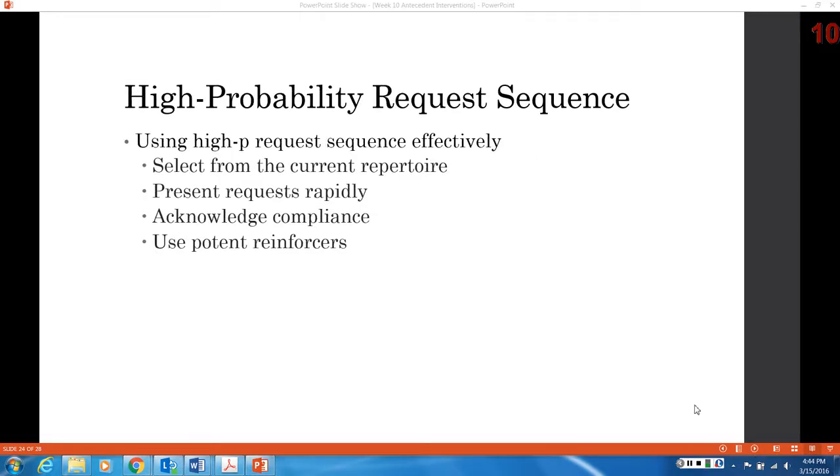Some of the key considerations of a successful high-probability sequence include selecting tasks from the learner's current repertoire, presenting those tasks rapidly, acknowledging compliance, and using potent reinforcers.